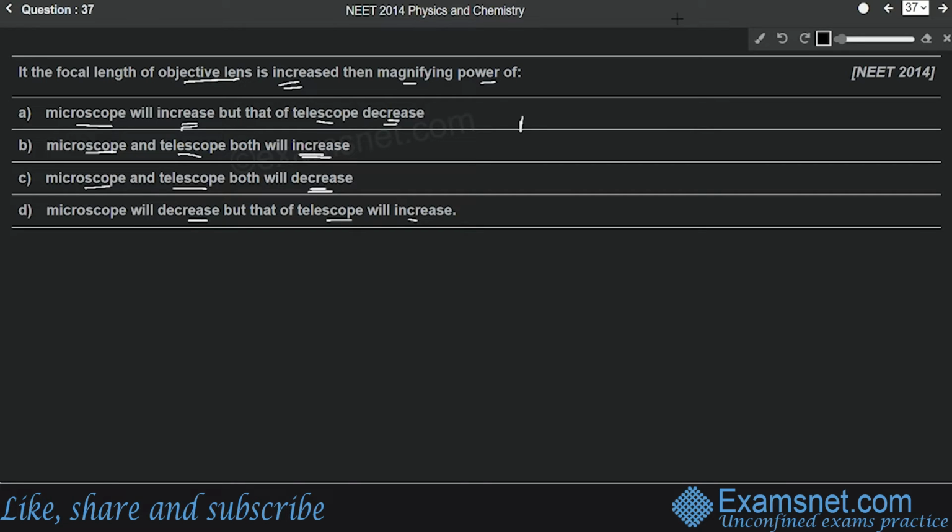So let's see, how do we write the magnifying power of a microscope? That is equal to L upon FO into D upon FE. FO is the focal length of the objective lens. Here we can see that the magnifying power of the microscope has an inverse relation with the focal length of the objective, right? That means if the focal length of the objective increases, then the magnifying power of the microscope will decrease.